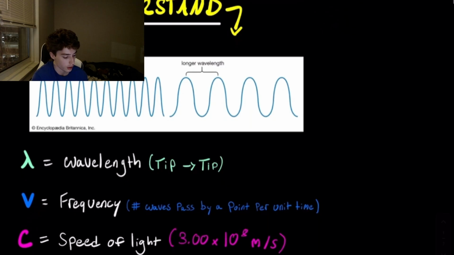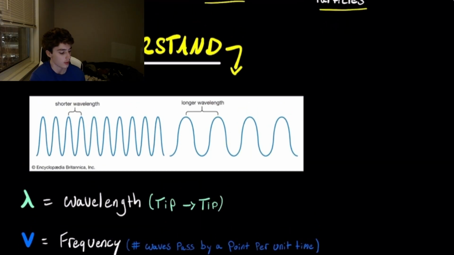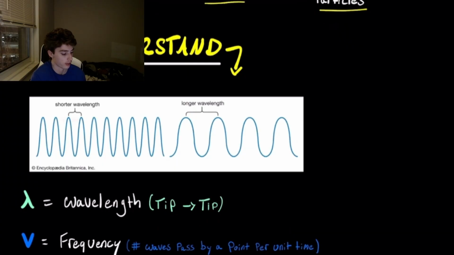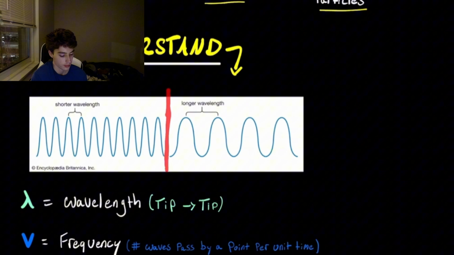Let's just go over what a wavelength is, right? So a wavelength is exactly what is demonstrated right here. Tip to tip, this is a wavelength. If we have a threshold here, and we want wavelengths passing through this threshold, let's say per second.